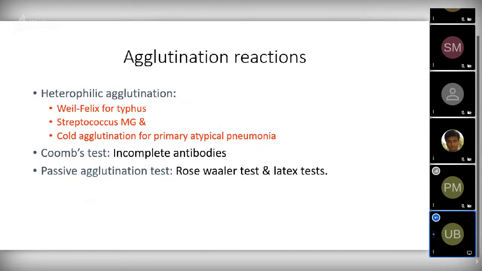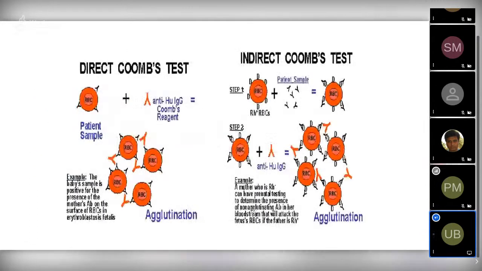And passive agglutination is nothing but conversion of a precipitation reaction to an agglutination reaction with the help of latex beads or else bentonite or RBCs. You can use many number of things to convert precipitation reaction to agglutination reactions. And in the Coombs test, you have two different types, direct Coombs test and indirect Coombs test.